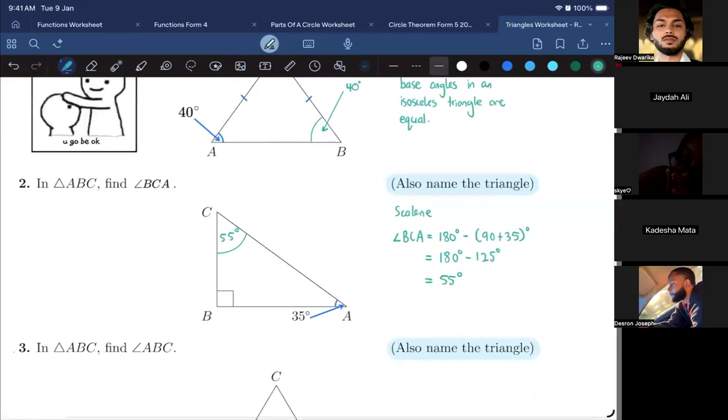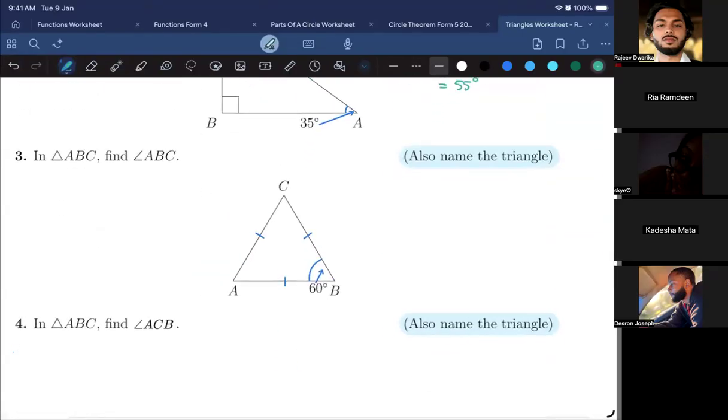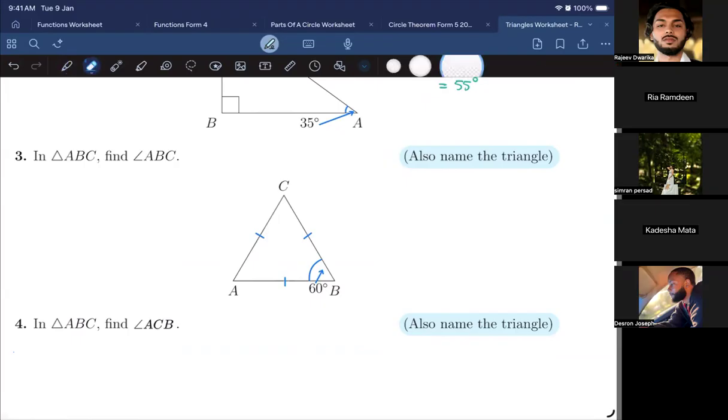Is there anybody that doesn't understand how I did this? Tell me, guys. Ria, are you confused? Nope. Okay. All right. Simran, question 3. Do we have to do any working? No. What's the answer? 60. Right? Why? Because it's what kind of triangle?